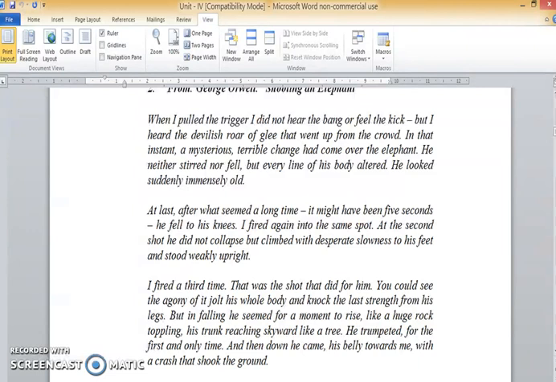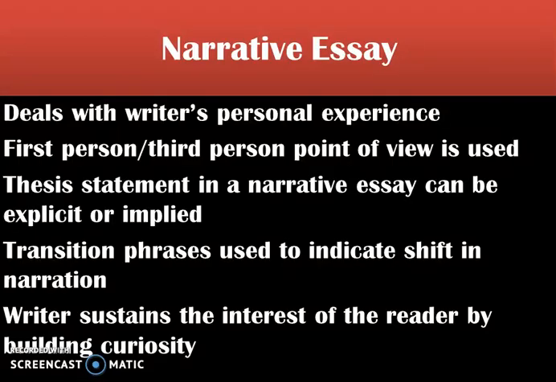So when we write narrative essays, what are the other things that we should keep in mind? That is what we're going to take a look at here. We have already noticed that in a narrative essay, the writer's personal experience is something that is narrated.